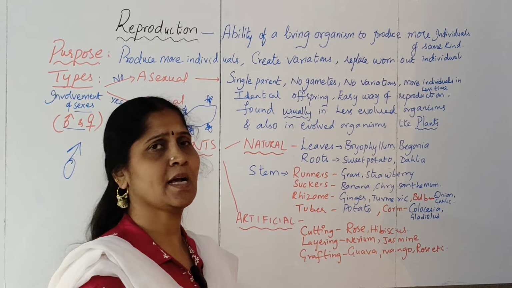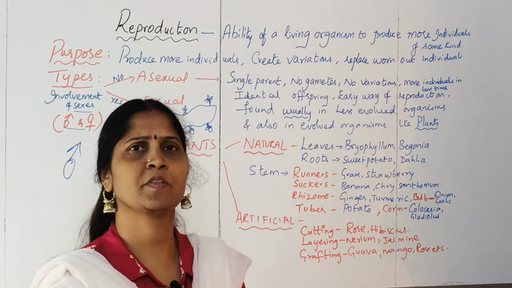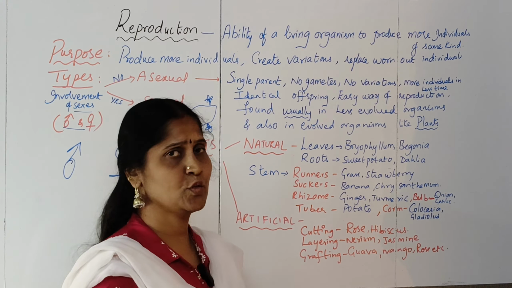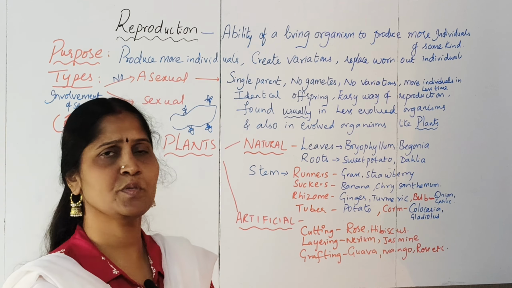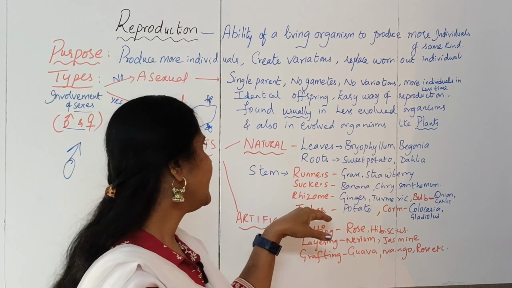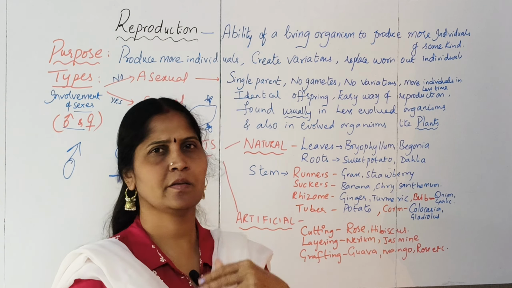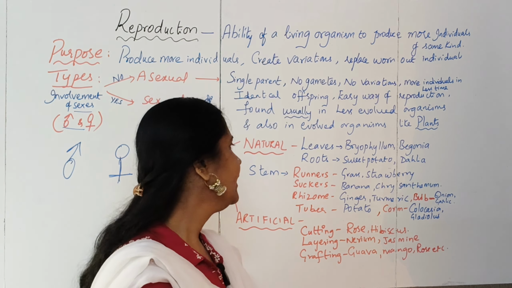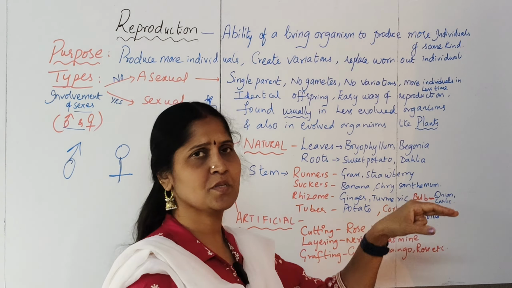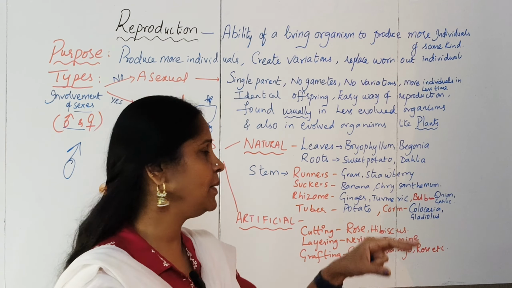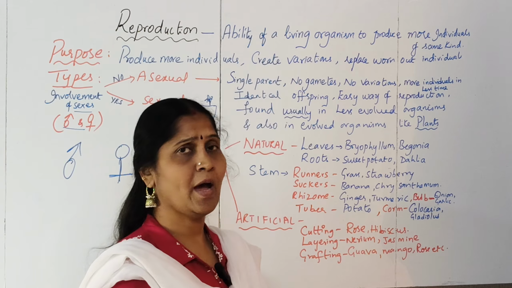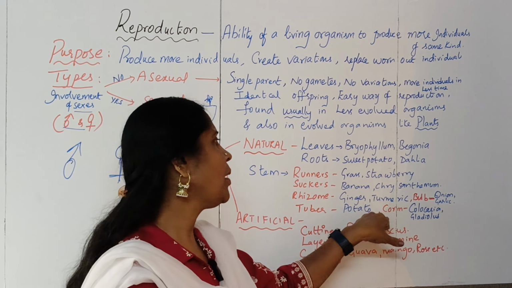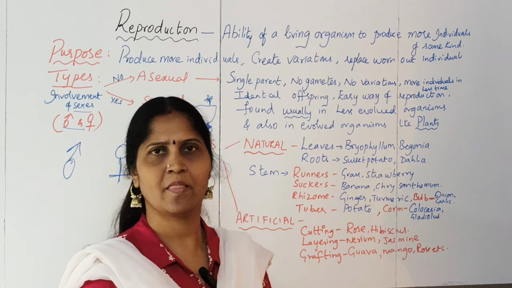Then we have what are called suckers, which is also a modification of the stem. Examples for this are banana and chrysanthemum. Next we have the rhizome. The ginger and turmeric, whatever you see, is a stem modification. Then we have the tuber, potato, the regular vegetable that we consume. And we have the bulbs, that is, onion and garlic are the bulbs category of the stem. So you have to remember that potato is a stem. Corm, we have colocasia and gladiolus as examples.